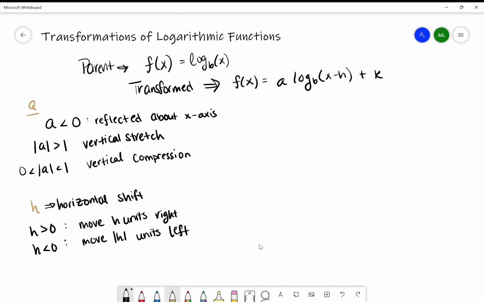And then finally, let's look at k. K is also pretty notorious. We've seen it in parabolic functions like quadratics and even in linear equations. This is a vertical shift, and it also applies here, so it's also the vertical shift for a log function. If k is positive, then you move k units up. If k is negative, you would move k units down.